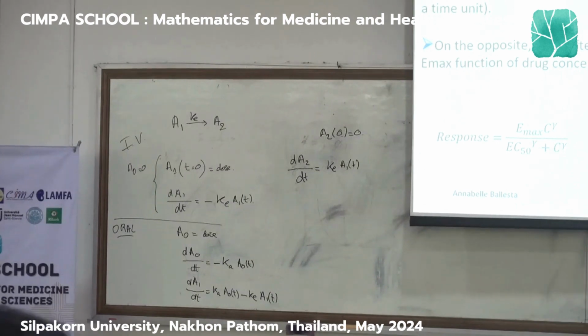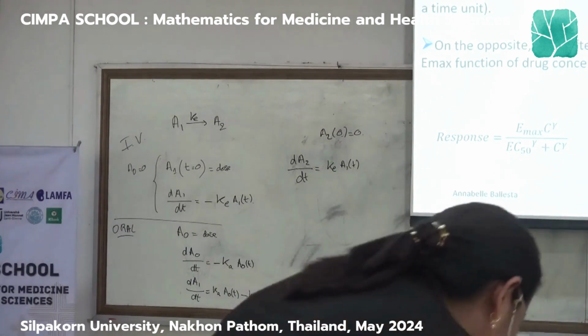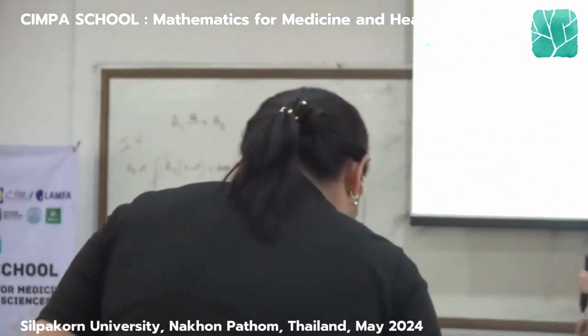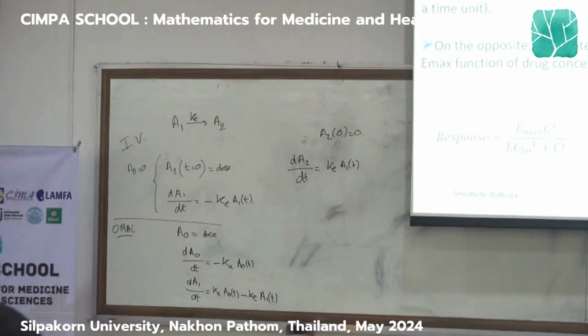Let's say that you are interested in the effect of the drug in some organs, for instance in the intestine. Here, this C is the concentration of the drug in the intestine. And then you want to model the effect of the drug in the intestine, and this is called the response. Then you have two parameters, this Emax and the EC50. Sorry, you have three actually, and this exponent here, the gamma parameter.